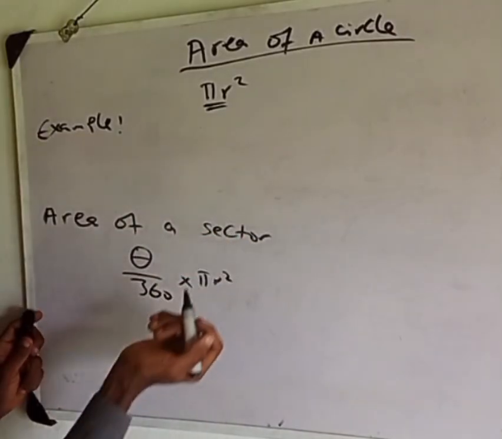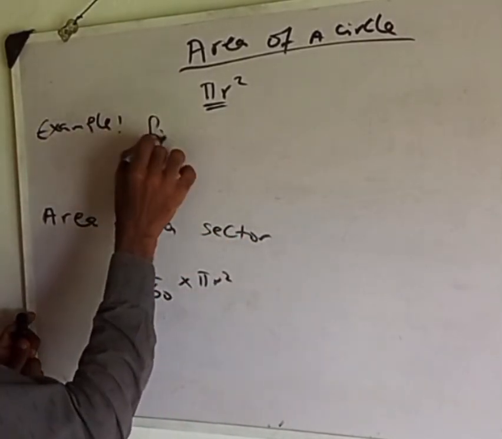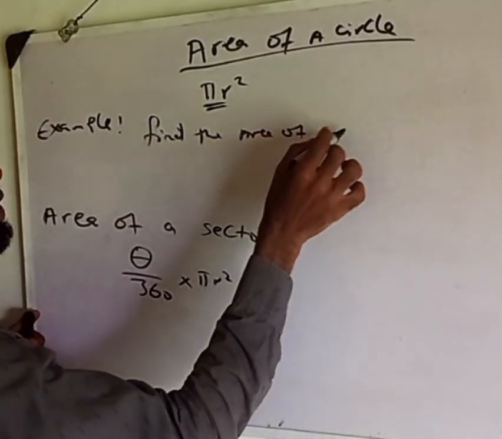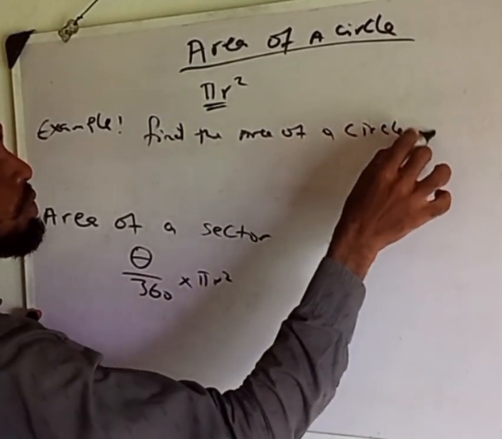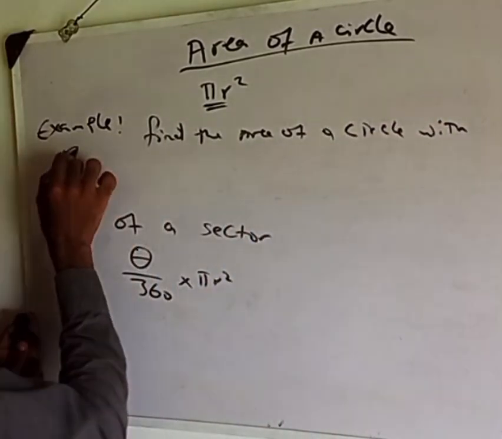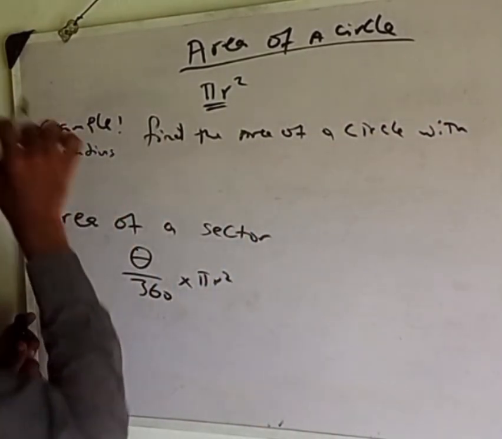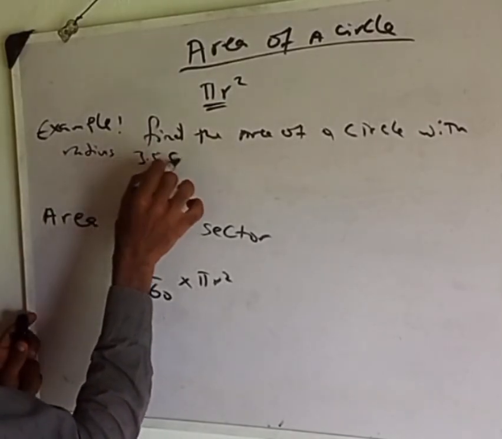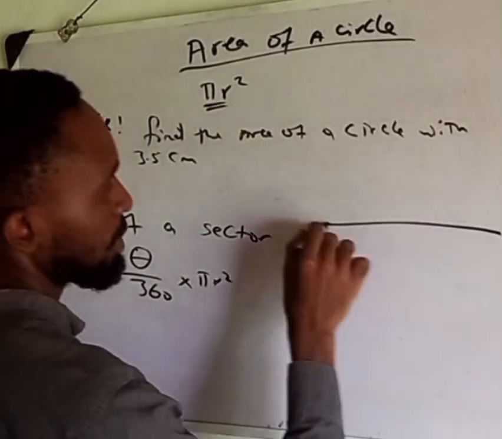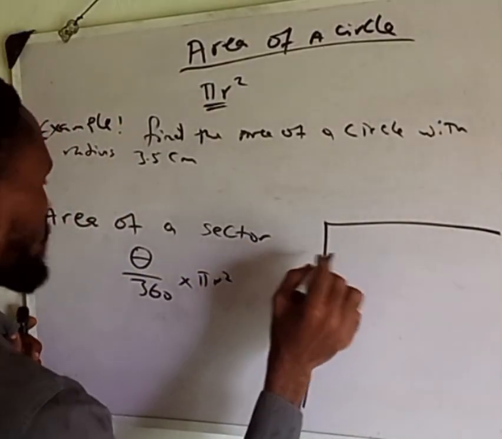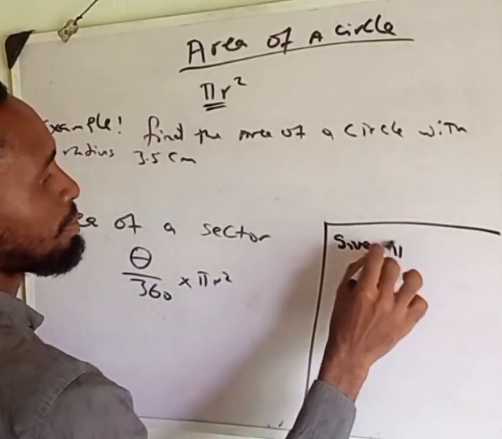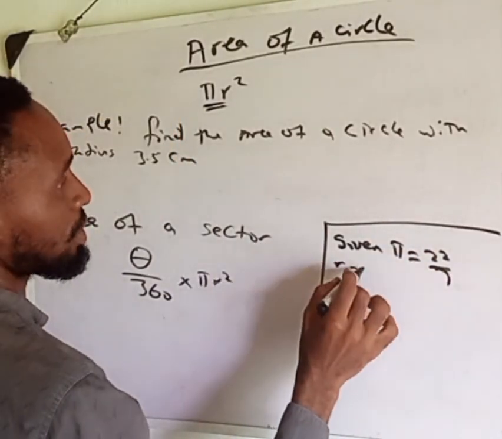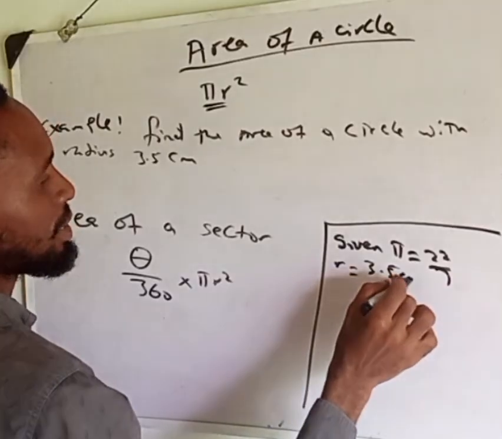Find the area of a circle with radius, let's say, 3.5 cm. Take a look at this. So we are given that pi is equal to 22/7, as we discussed yesterday. Then radius is equal to 3.5 cm.